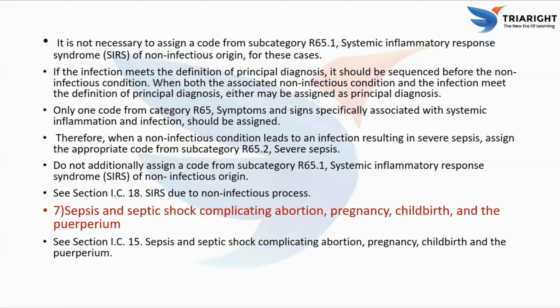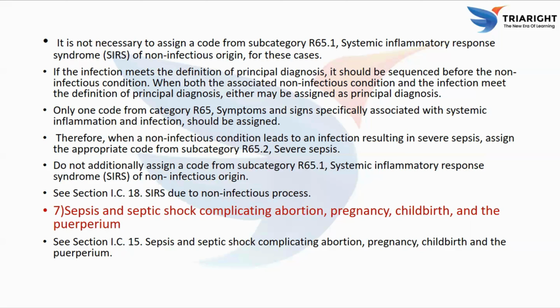So the seventh guideline is sepsis and septic shock, complicating abortion, pregnancy, childbirth and the puerperium. So this introduces a sepsis guideline specific to obstetric patients. So coding for pregnancy related infections follows the special rules in ICD-10-CM Chapter 15. So what do the example codes include?